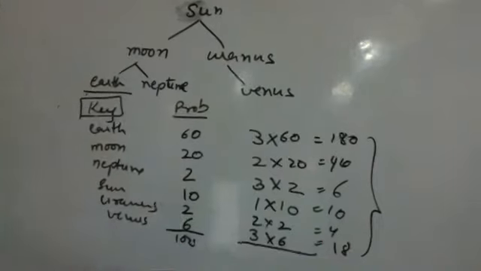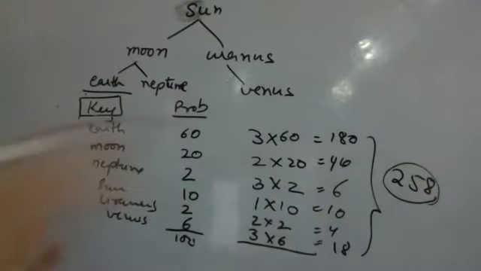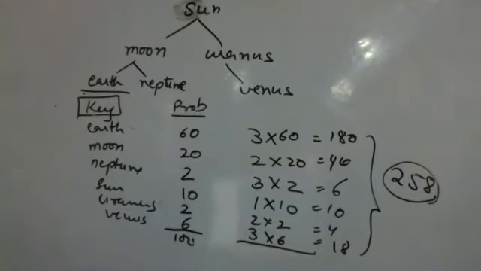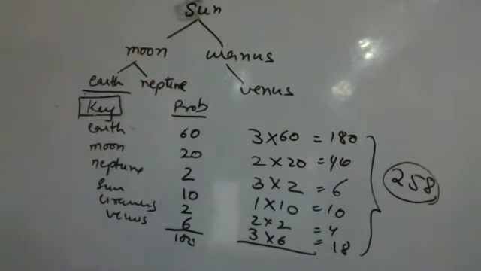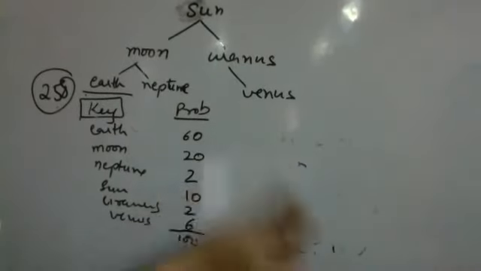258. So 258 searches are required. Now, if I'm just evaluating this tree, for this tree I have 258 searches with the given probabilities. So you recall, for this tree we have 258 searches. Now if I'm building another tree, I'm trying to optimize this.